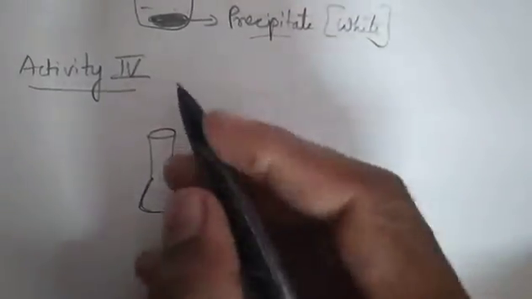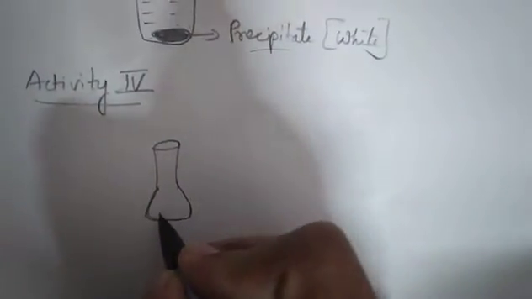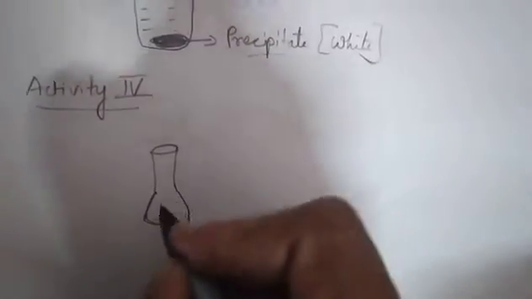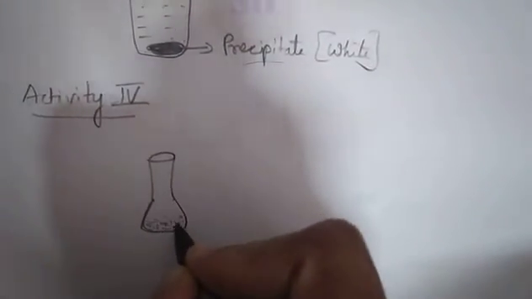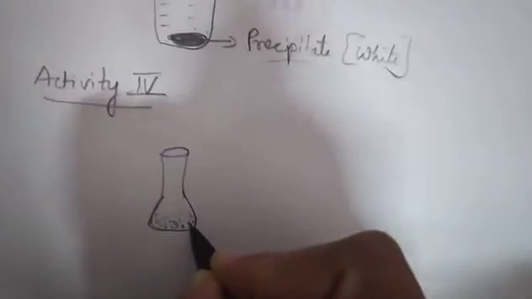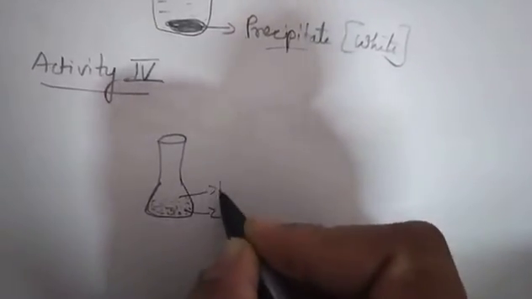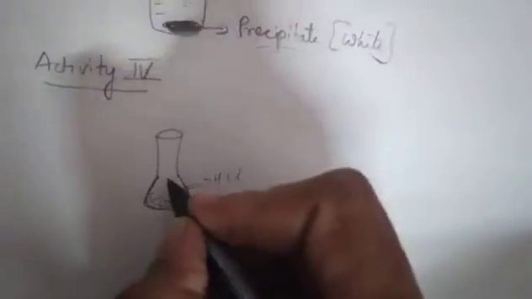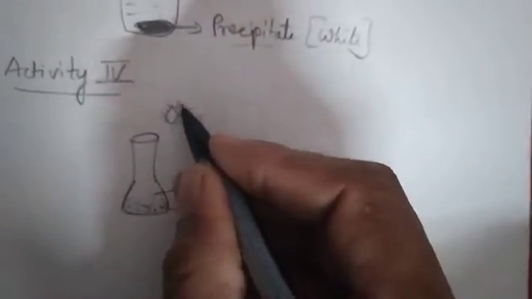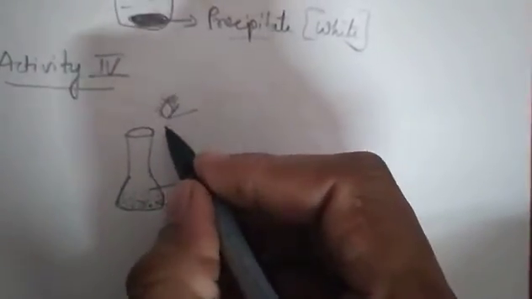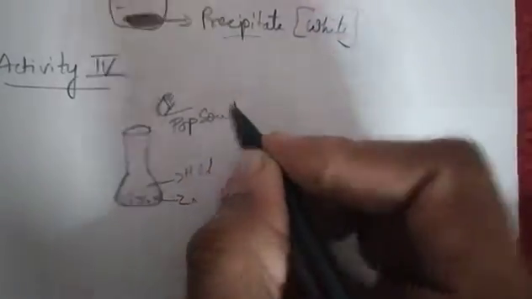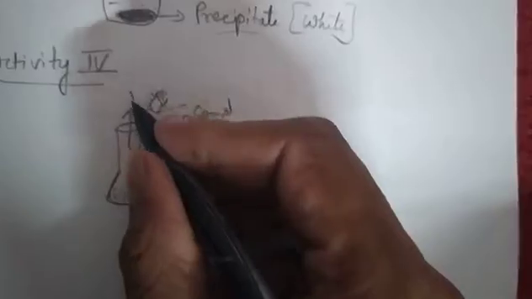Here, in the fourth activity, you take a conical flask in which add some zinc metal and then add dilute HCl. After a few minutes, you will see the bubbles. This is zinc and the liquid part is HCl. You will see some bubbles. So when you bring a lighted matchstick, it will put off with a pop sound, indicating the release of H2 gas.